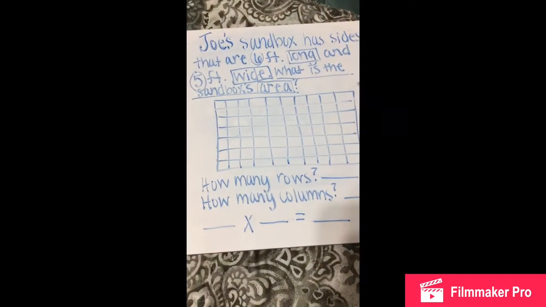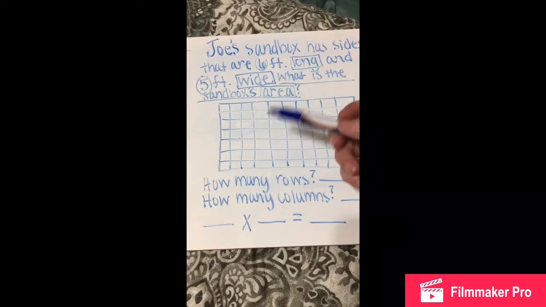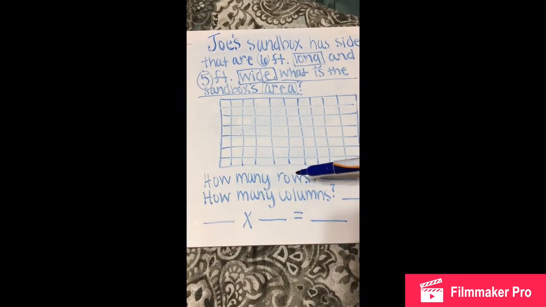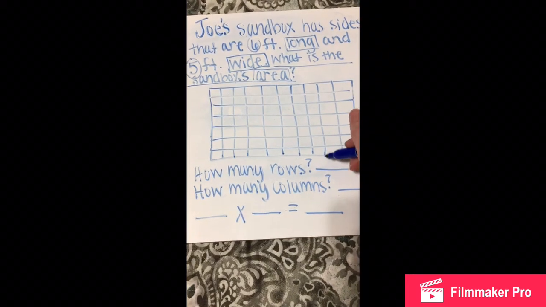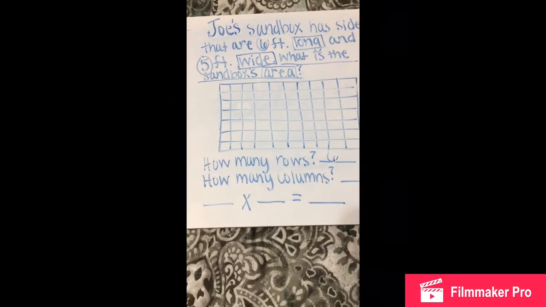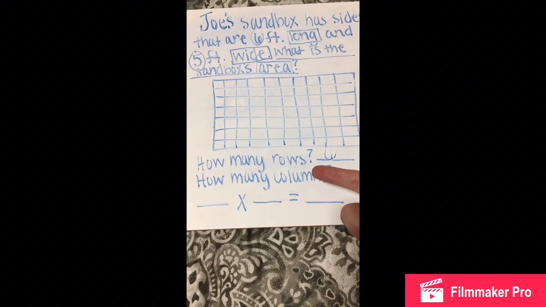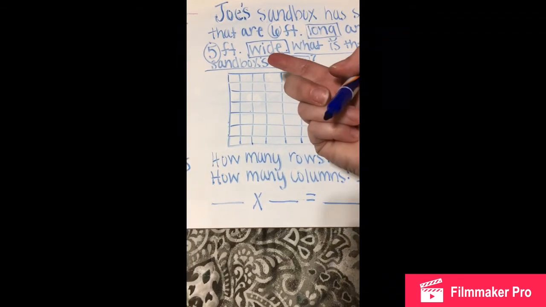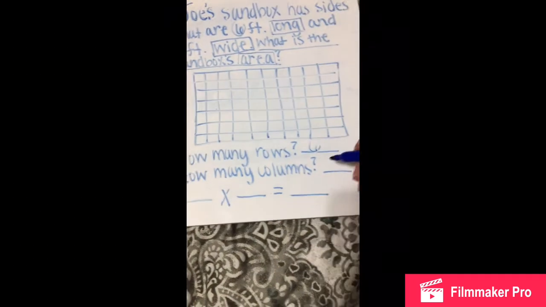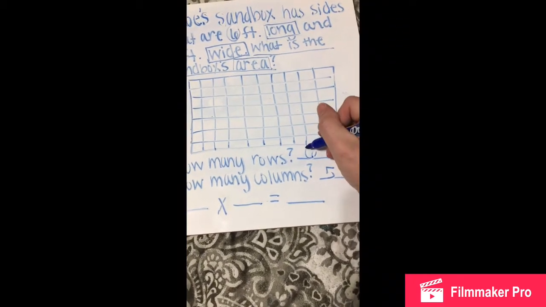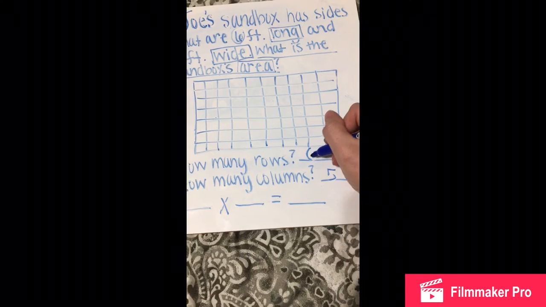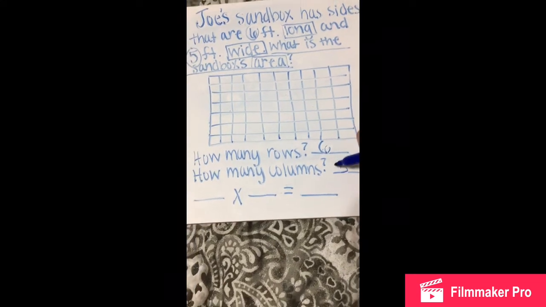So length, let's look up into our word problem. How many rows? How long is it? 6 feet. Columns, how wide it is. So let's go see how wide it is. It is 5 feet wide. So now that I've filled those questions in, I can go fill in my array.